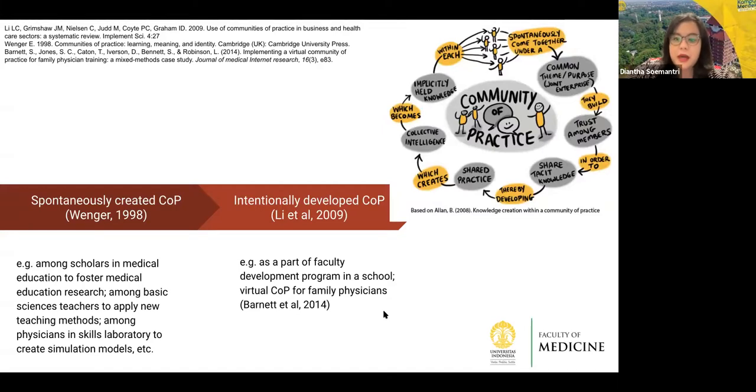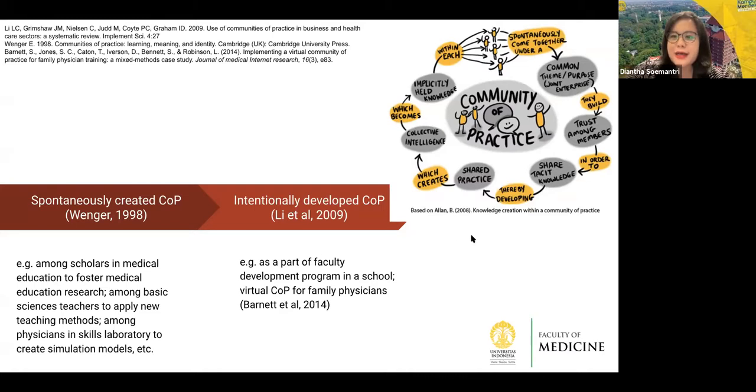For example, as a part of a faculty development program in a school, the head of the school can create a COP to help teachers within the faculty to improve their skills. So it is an intentionally developed COP. For example, the one that I will discuss later, the virtual COP for family physicians.